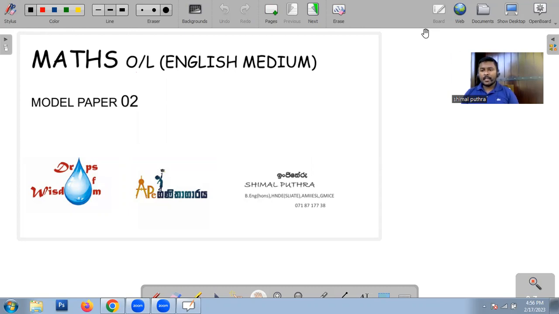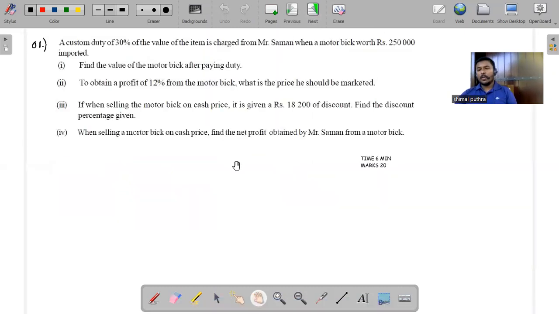some angles. In model paper 1, we discussed rates. How can we find the rates? How can we find the discount? How can we find the commission? We discussed all those things in model paper 1. So now we are going to discuss model paper number 2.